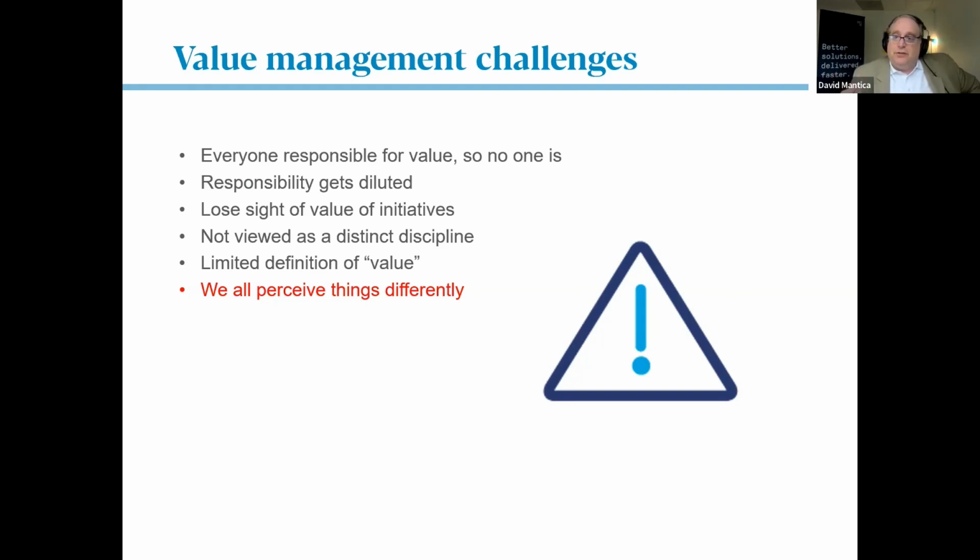But then does it get diluted? Yeah, possibly. Do we lose sight of initiatives? Possibly. Are we not being able to monitor it? Remember, when something can't be monitored, then you can't manage it. And if you can't manage it, does it even exist? The limited definition of value, as we went through. So there are some distinct challenges here.